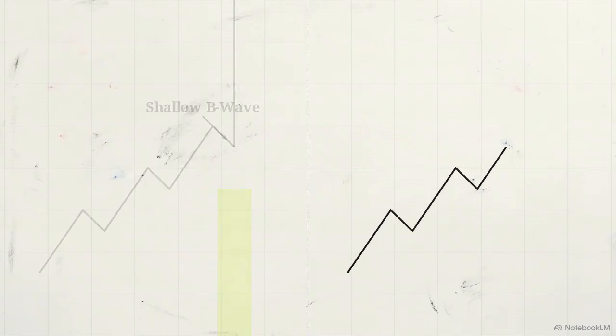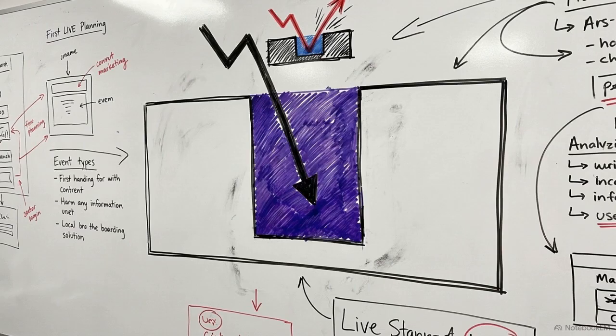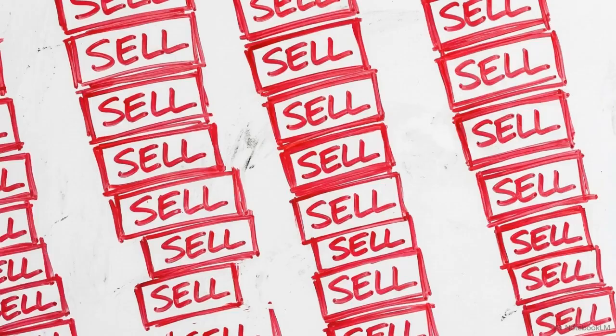Looking at the right side of the model, we see the origin of the initial upward expansion. We will define this structural base as the genesis block. To find the necessary volume, institutions allow price to drift backward until it retraces 75 to 90% deep into that original genesis block. Pushing price into this extreme discount zone forces early retail buyers to panic and capitulate. That capitulation translates directly into a cascade of automated market sell orders hitting the tape as stop losses trigger.